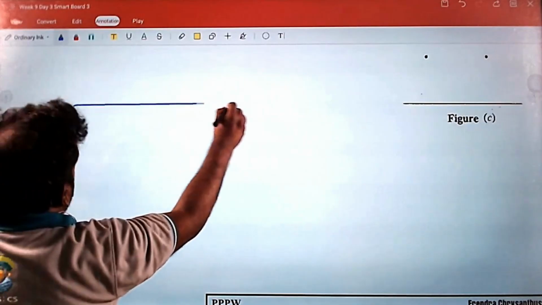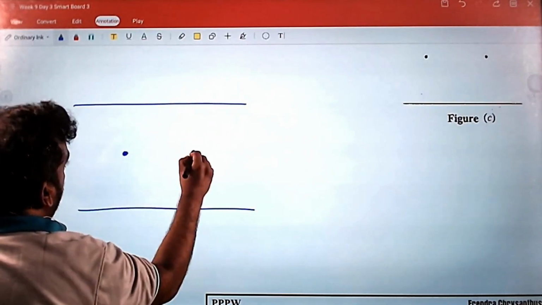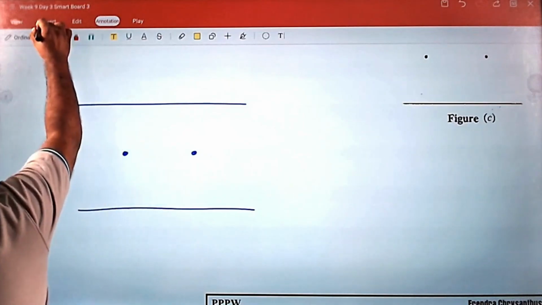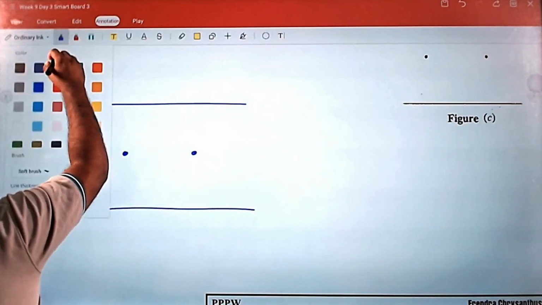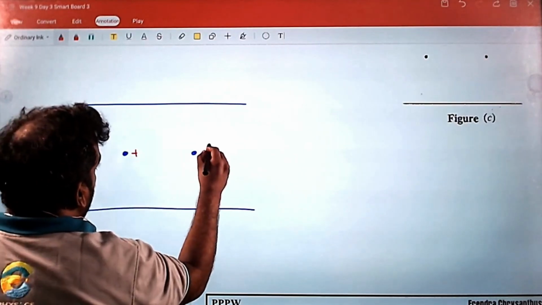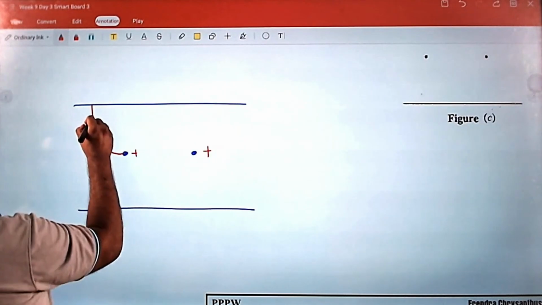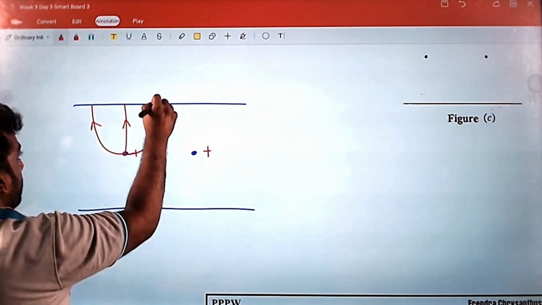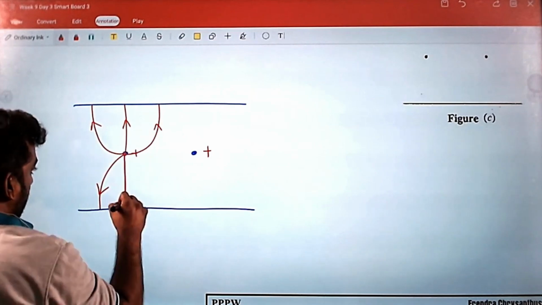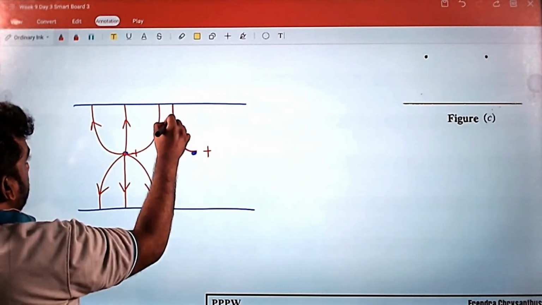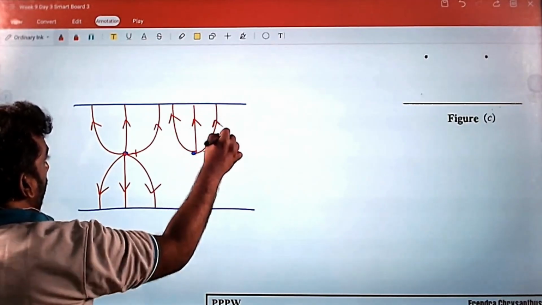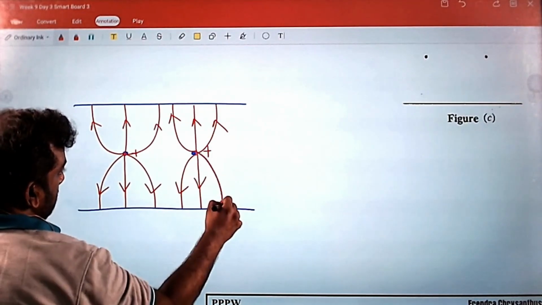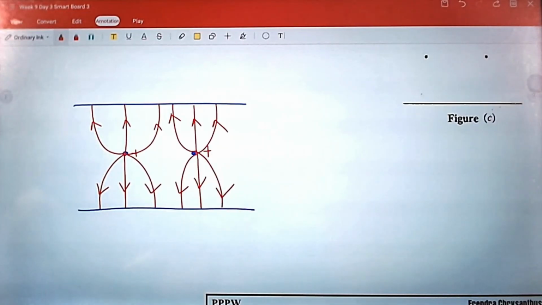Right. Figure C, you have anode here, cathode. They are asking you to draw the field lines. Now here plus, here plus. Positive to negative, you have electric field lines travel, always perpendicular to the surface. You have like this. There will be a very strong electric field.